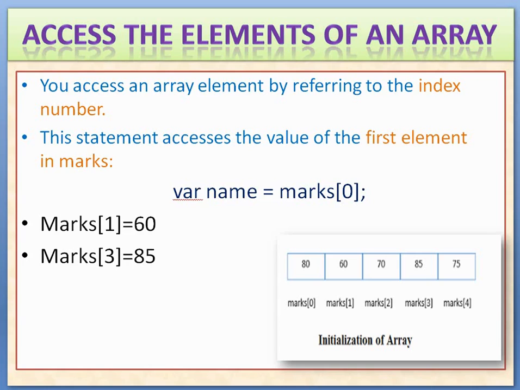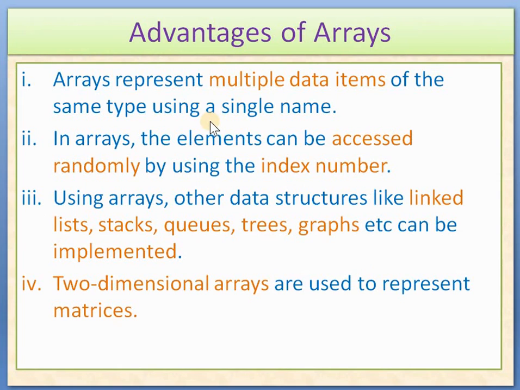Now see the advantages of arrays. An array represents multiple data items of the same type using a single name. We know it can be randomly accessed by using the index number, and it is also used to implement linked lists, stacks, queues, trees, graphs. It is also used as two-dimensional arrays to represent a matrix. So these are the advantages of arrays.